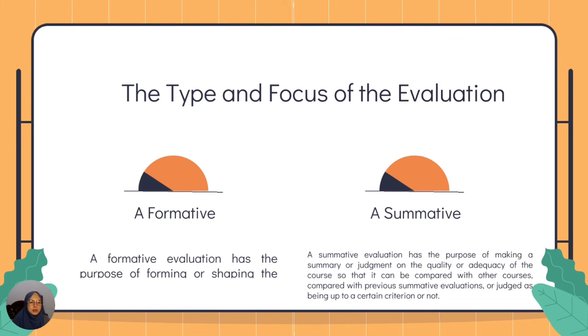So the next slide is about the type and focus of the evaluation. There are two types and focuses of the evaluation, namely formative evaluation and the second, summative evaluation. As you can see here, a formative evaluation has the purpose of forming or shaping the course to improve it, while summative evaluation has the purpose of making a summary or judgment on the quality or efficacy of the course so that it can be compared with other courses, compared with previous summative evaluation, or judged as being up to a certain criterion or not.